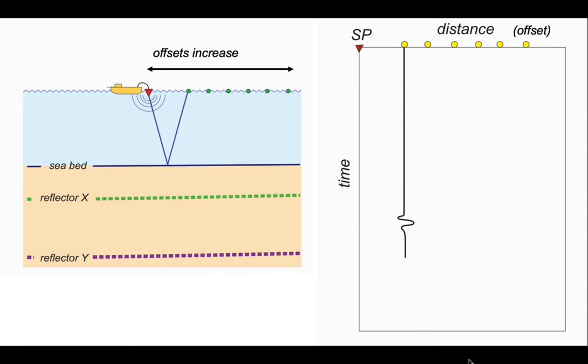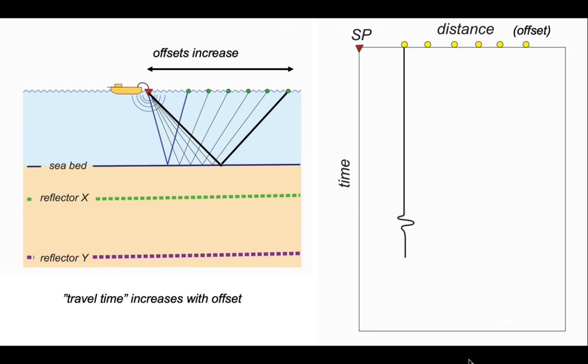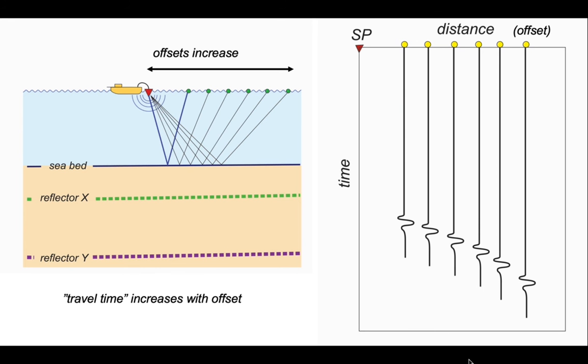So as we move out along our streamer, the offsets will increase away from the boat. So here are the ray paths for the energy that's left the boat and reflected off the seabed to those various receivers. Notice that as the offset increases, so too does the distance taken by the seismic energy along these ray paths. So the travel time will increase with offset. Let's plot those. So there we go. With increasing offset, we have an increasing travel time for the energy to reach our receiver, having reflected off the seabed.